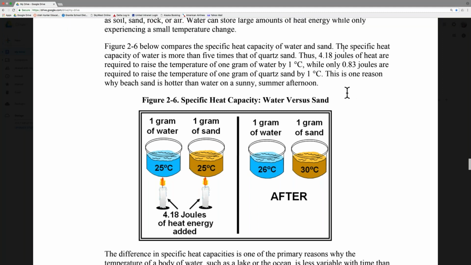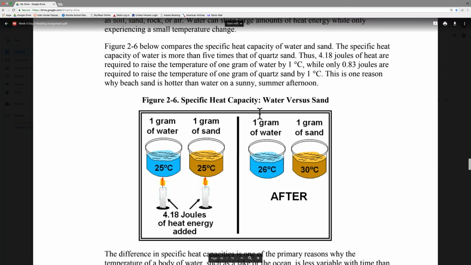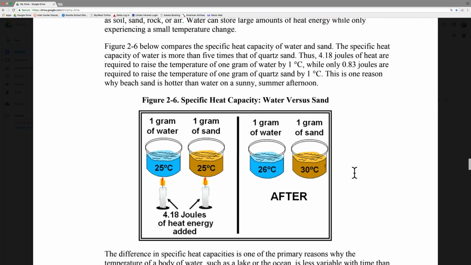So that's why we're going to see things like sea breeze and land breeze at different times of the day, or we'll see convective activity, all those kinds of things. And it's due to the little amount of heat that it takes to warm up the land.